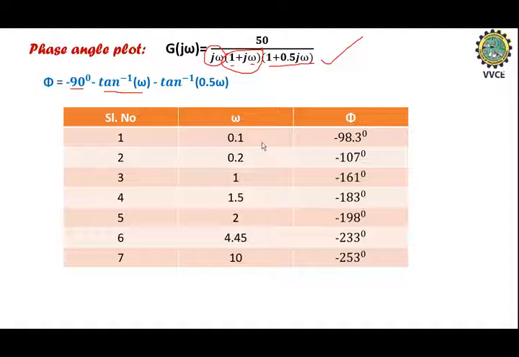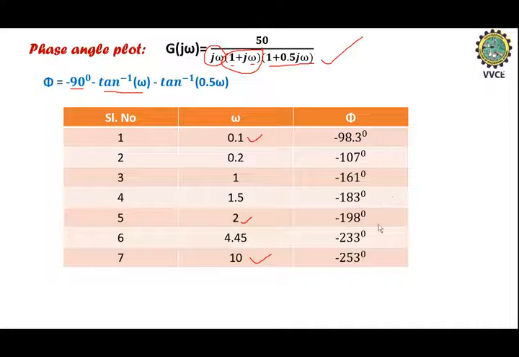So we can take 5 to 10 values greater than the range defined in the magnitude plot. So here, starting from omega 0.1 to 10 we have taken. So 2 is the maximum range, still we can take it up to 10. In order to get a smooth curve, you can take more values for omega. So for all the different values of omega, we got 5 phase angle values.